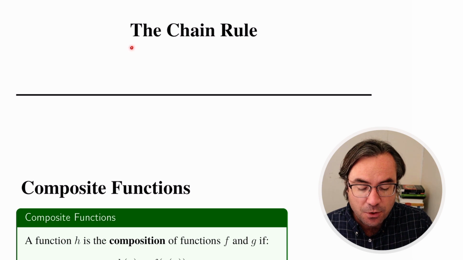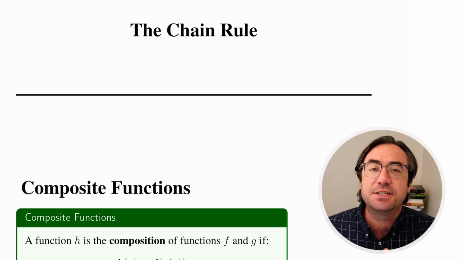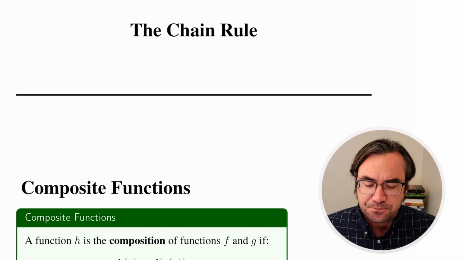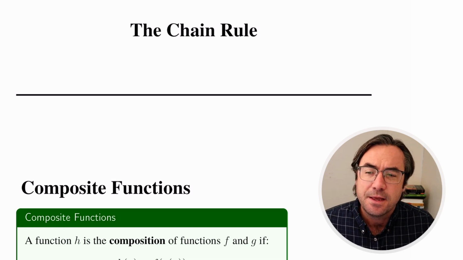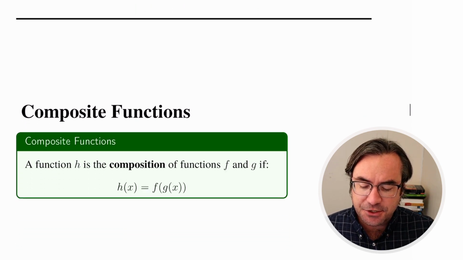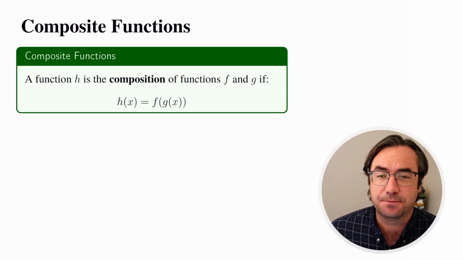And actually, we've seen this rule before. We haven't called it chain rule, but we've actually seen it before. But I want to go through the setup for it in terms of when do we actually use this. And it has to do with a special type of function which we call a composite function.